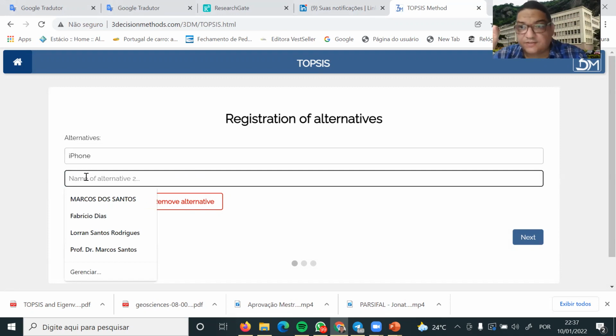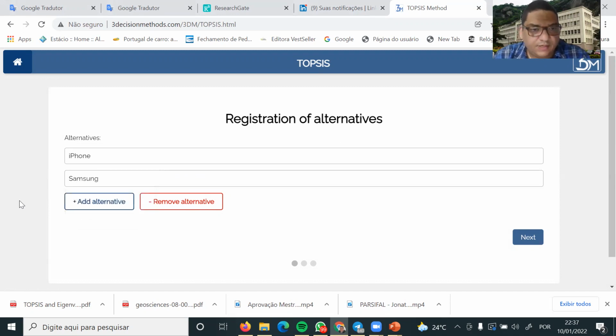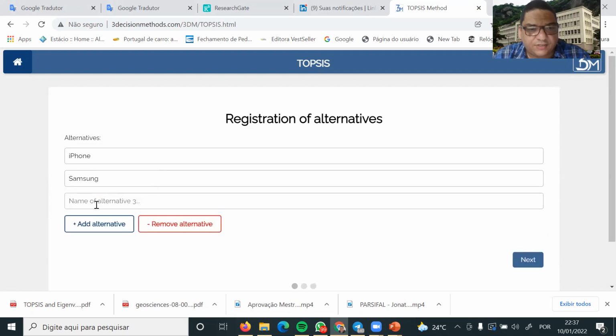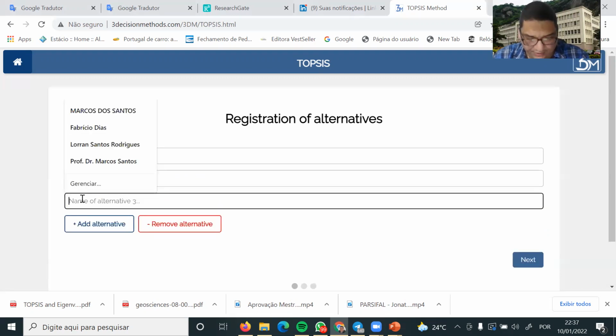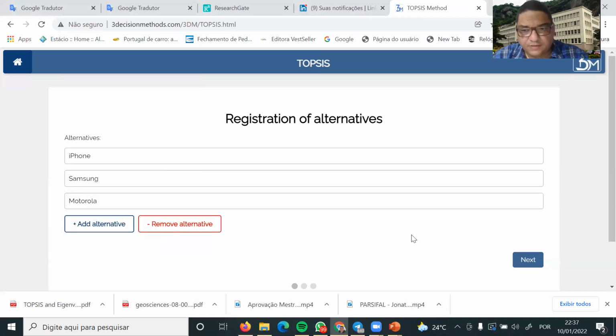Alternative, first step. We need only three steps to calculate all equations. So iPhone, second is Samsung, and add alternative Motorola. Okay. You must click here, next.